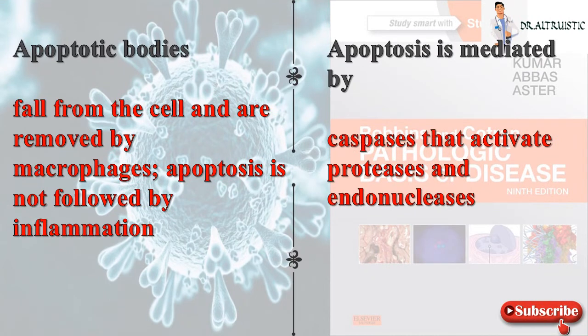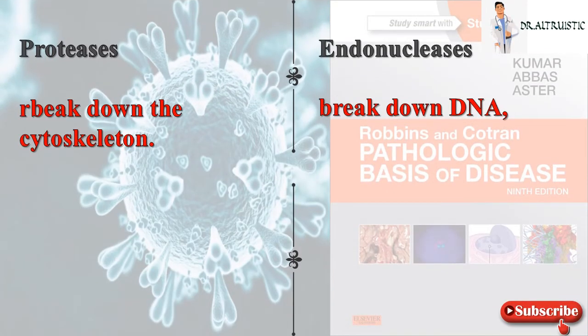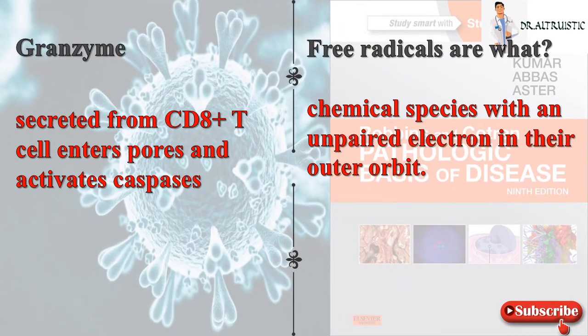Apoptotic bodies fall from the cell and are removed by macrophages. Apoptosis is not followed by inflammation. Apoptosis is mediated by caspases that activate proteases and endonucleases. Proteases break down the cytoskeleton. Endonucleases break down DNA. Granzyme secreted from CD8 plus T cells enters pores and activates caspases.